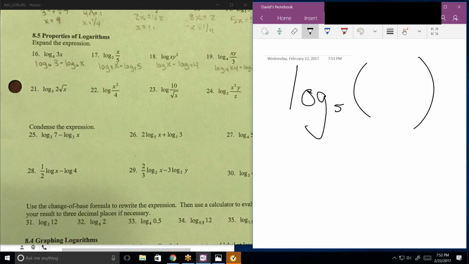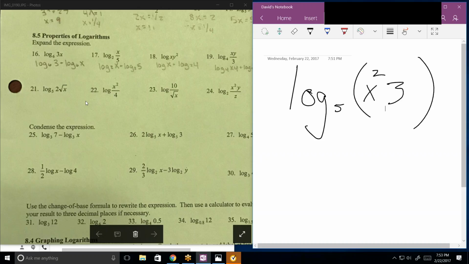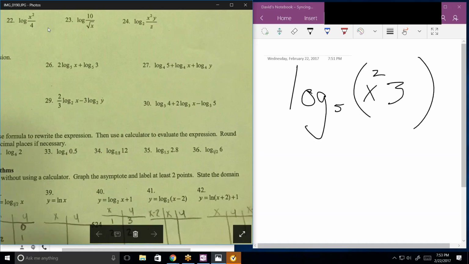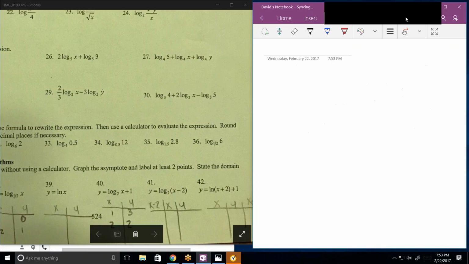No. Addition is happening in the expanded version, but when you go from addition and you're condensing, it becomes multiplication. So this has got to be x squared times 3. Keep remembering you're doing the reverse of what we just did. You got pretty good at doing the previous 8. Well, we're just going the other way. And this does have real applications. There's a lot of log equations where the only way you can solve them is to condense them.